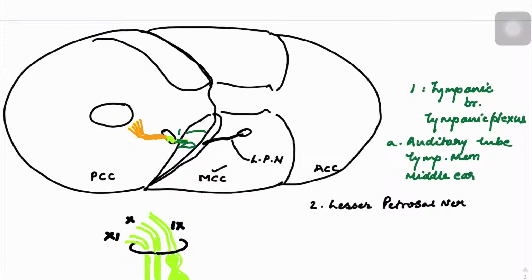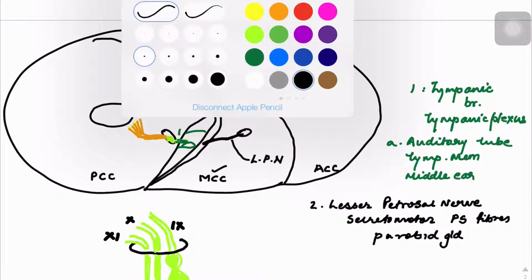Now this is the nerve which will supply secretomotor parasympathetic fiber to the parotid gland. Now, how does it supply the parotid gland?